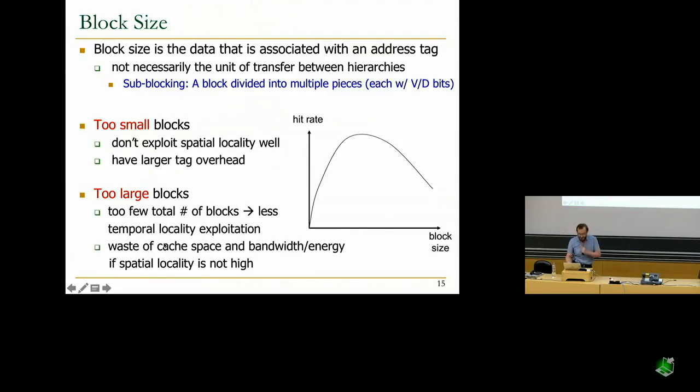Okay, and too large blocks also waste cache space and bandwidth and energy if spatial locality is not high. Basically, large blocks are good for spatial locality exploitation. But if you don't have that, you're really wasting all of that cache space and energy and bandwidth to bring the data into the cache.